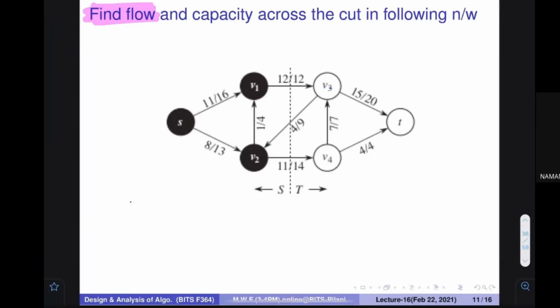Capacity we have computed, let us find out the flow. So the flow into this particular network is how much? So you can see that it is going over here. One minute.